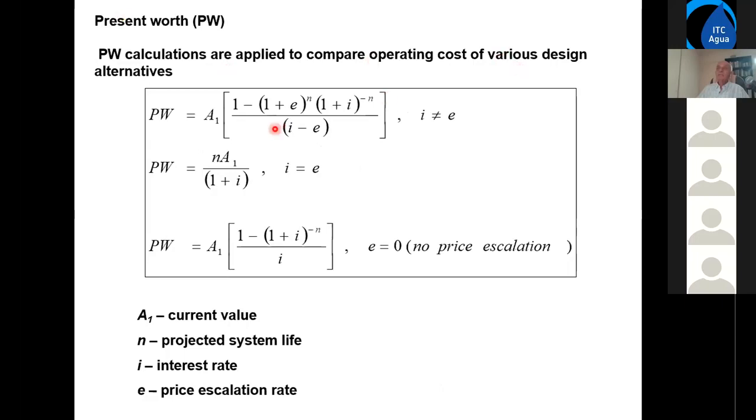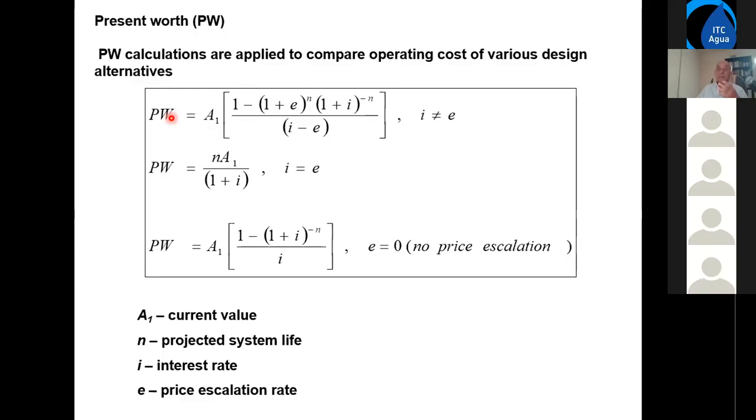So we could have the same, this is the present worth. The present worth describes, okay, let me explain this way. Let's say that we have to budget $50,000 every year for the membrane to be able to replace all the membranes after 7 years. So altogether we need $350,000 for the membrane replacement.